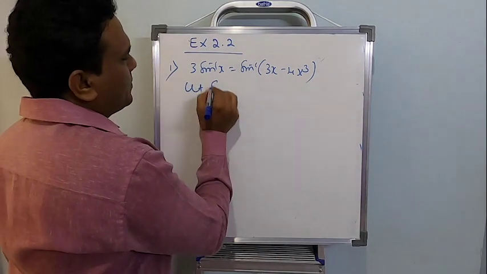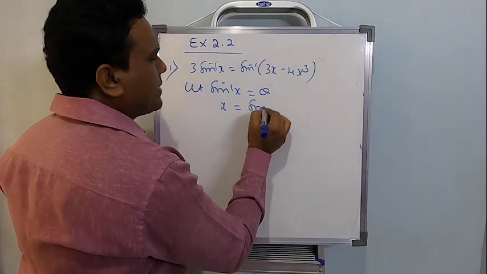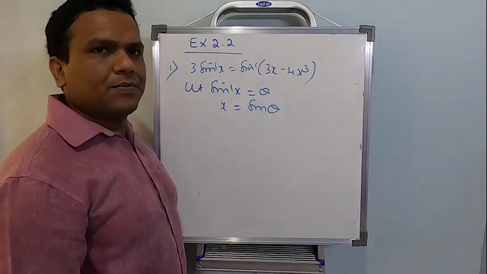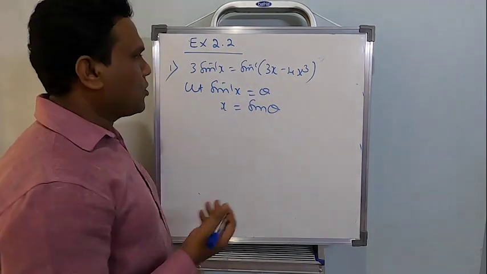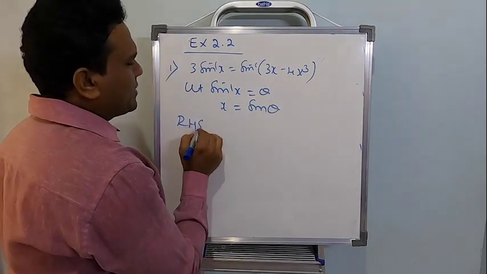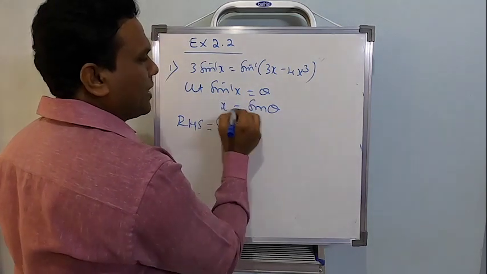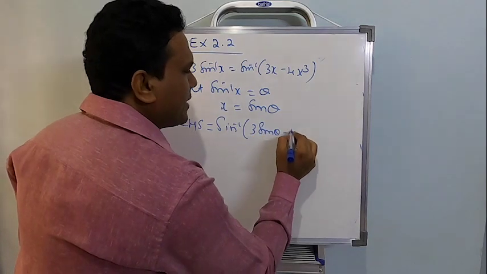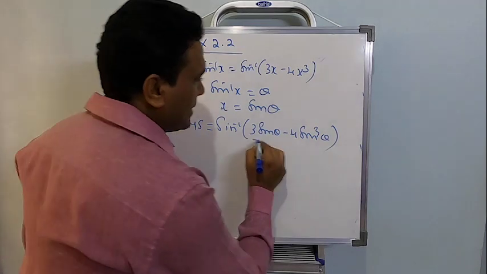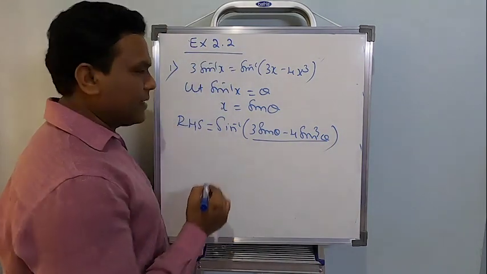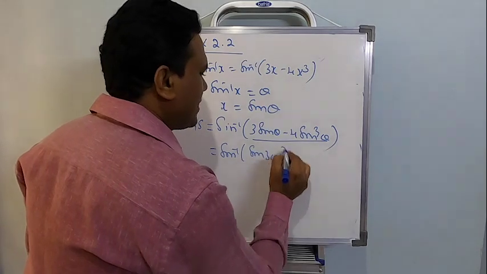Let me consider sin inverse x equal to theta, therefore x equals sin theta. I can start with RHS or LHS, it doesn't matter. Let me go with RHS only. What is my RHS? Sin inverse of, now the value of x is sin theta, 3 sin theta minus 4 sin cube theta. And 3 sin theta minus 4 sin cube theta is nothing but sin 3 theta. So this will be sin inverse of sin 3 theta.